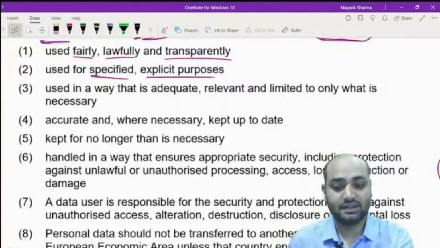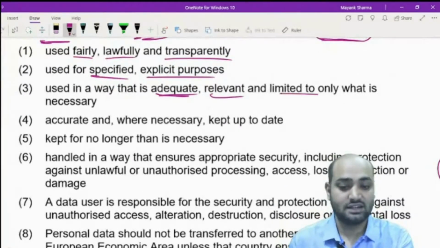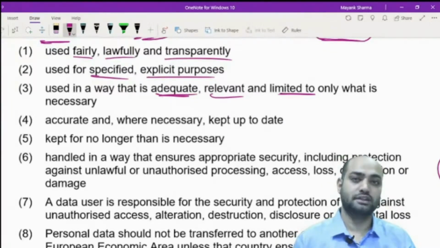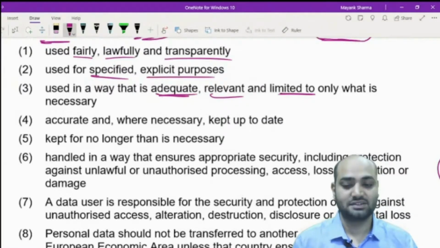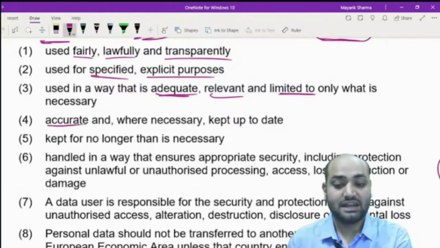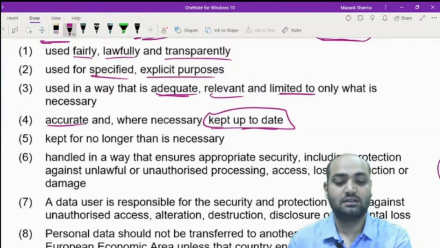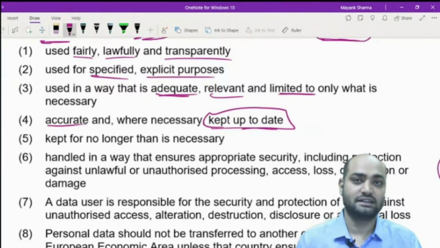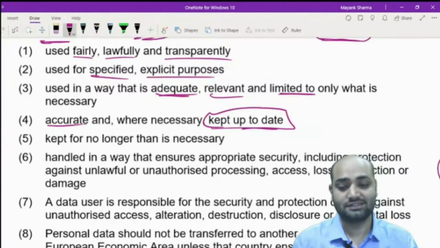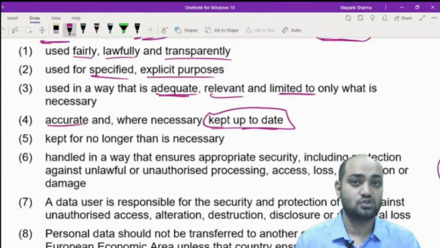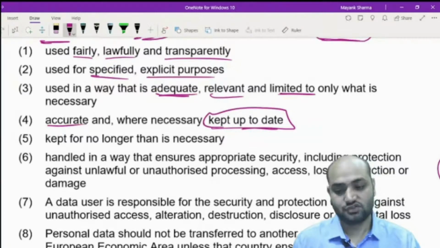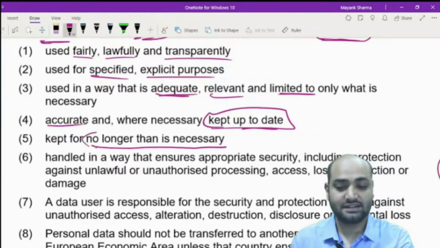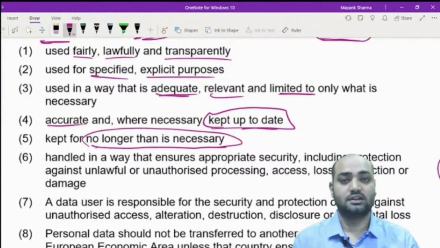Next is it is used in a way that it is adequate, relevant, and limited only to what it is necessary for. So data should not be used for more than necessary purposes. Data should be kept in an accurate way and it should be updated, like the data relating to age, data relating to address, and things like that should be updated whenever there's a chance to update it. So data maintained should be accurate. It should not be kept for longer than necessary. Data should not be kept beyond the necessary tenure.